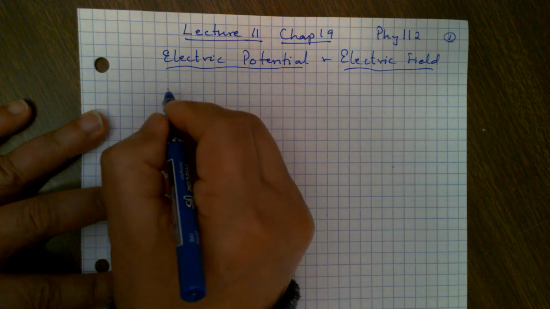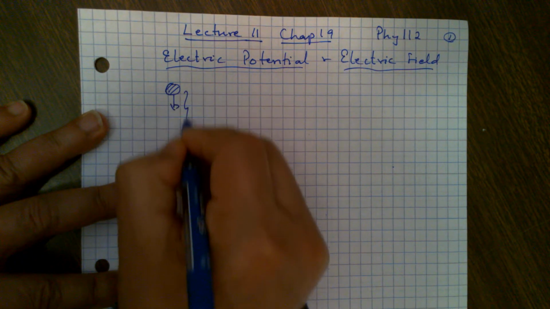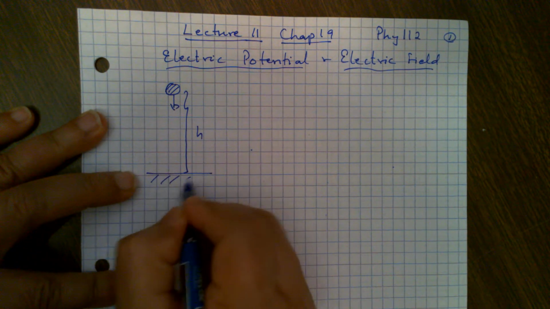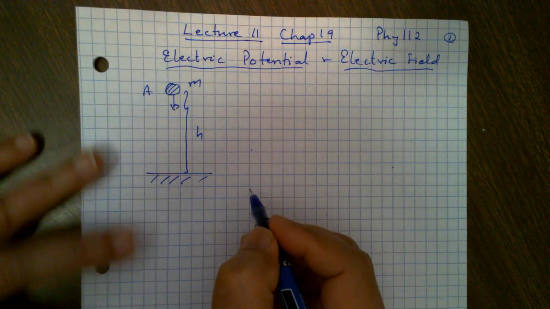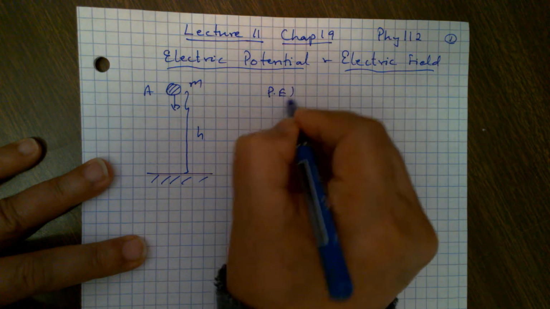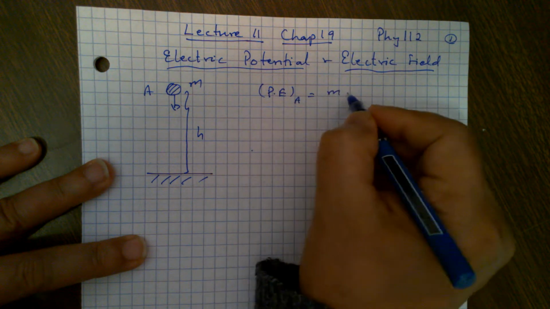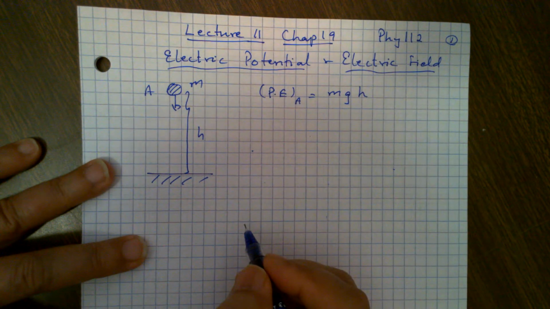Let's suppose an object is at a height h above the ground. This is mass m at point A, and we say that the potential energy of this object at point A is mass times g times height h. Okay, so that's the potential energy at point A.